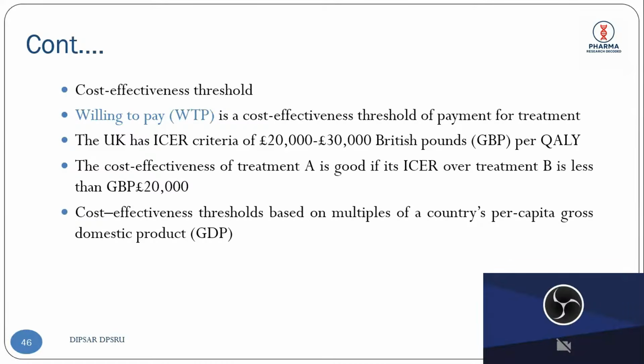That's why, as I said, one medicine can be cost effective in the US, but the same medicine may or may not be cost effective in other countries, because everyone has a different WTP, and WTP is what is willing to pay. Willingness to pay is a cost effectiveness threshold of the payment for the treatment, right?